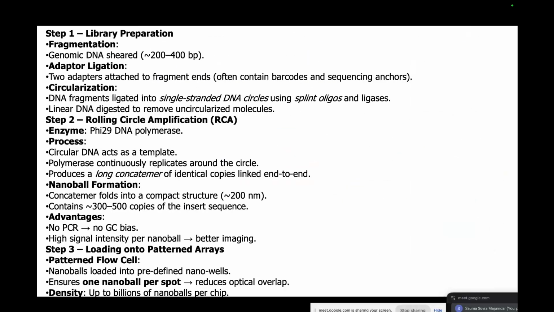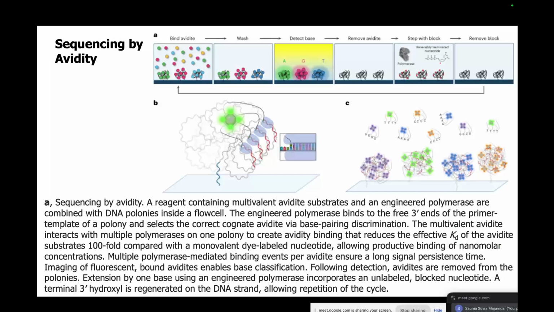The USP for nanoball sequencing is the rolling circle amplification with no PCR. These are more niche sequencing technologies which are not so commonly used. They are used for very specific tasks. They are not as commonly used as Illumina or Sanger or something like that. These are specific use cases where they are used.